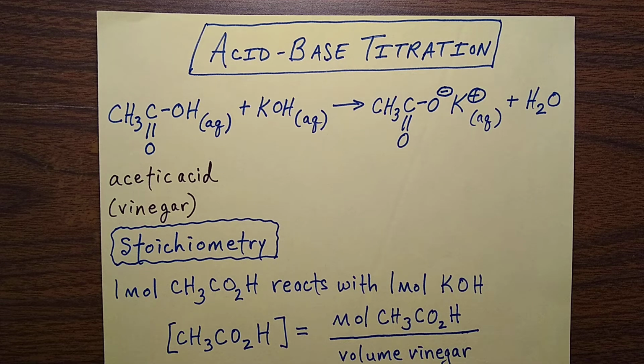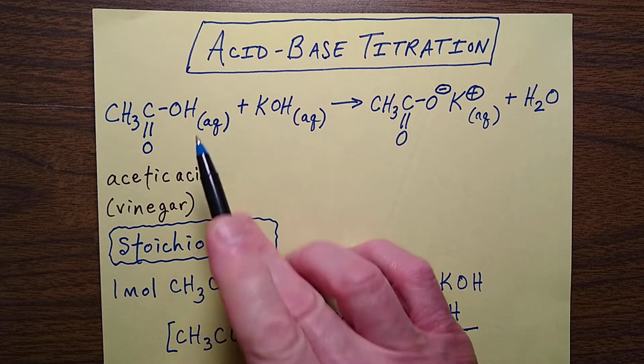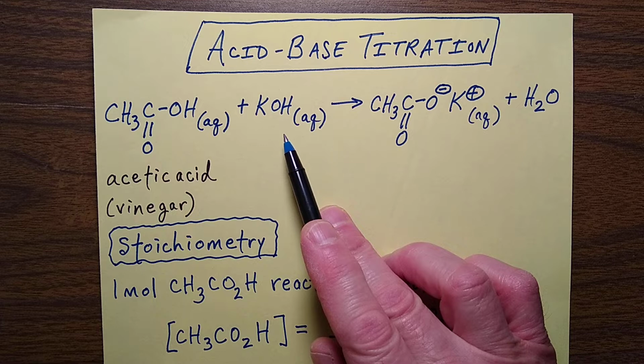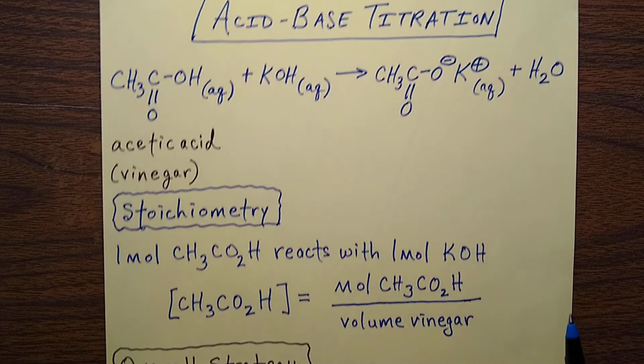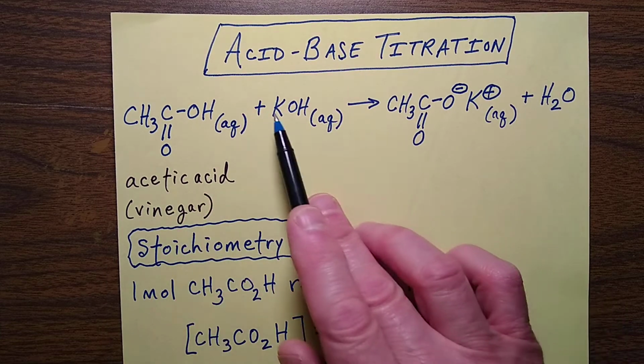All right, so let's go over the lab again. This is the reaction that I carried out. Reaction of acetic acid in vinegar plus potassium hydroxide gives us potassium acetate and water. The nice thing about this reaction is that 1 mole of acid reacts with 1 mole of base.